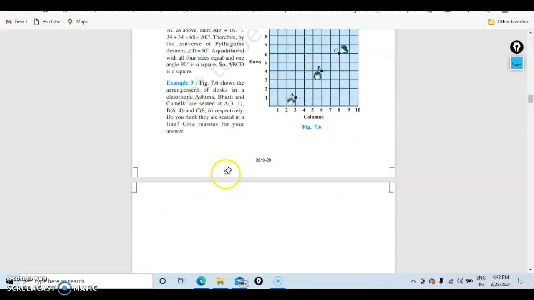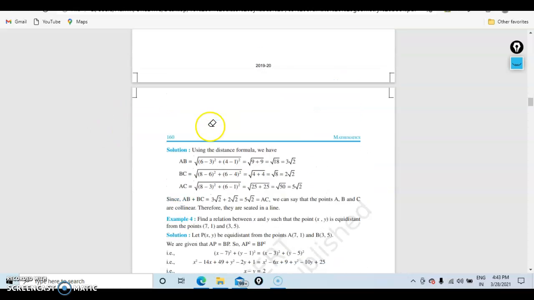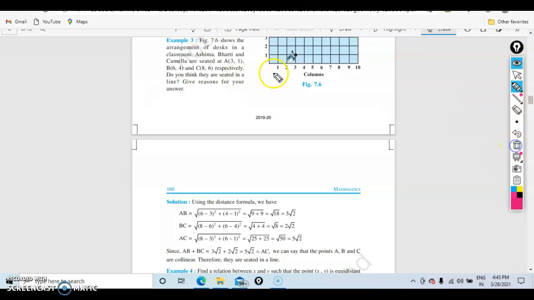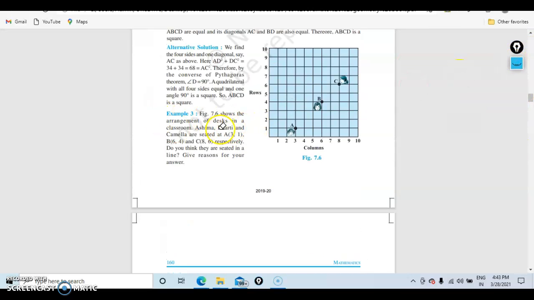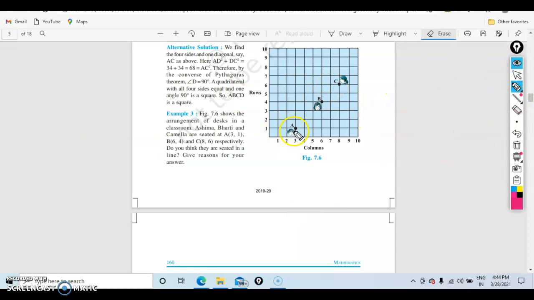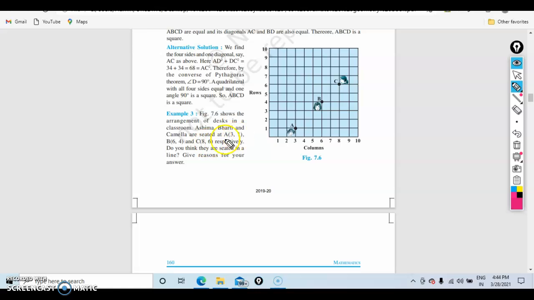Now coming to the third question. Yes, so examine this third question. Figure 7.6 shows the arrangement of desks in a classroom. Ashima, Bharti, and Kamala are seated at A (3, 1), B (6, 4), and C (8, 6) respectively. Do you think they are seated in a line? Give reasons for your answer. First of all, they have given a diagram, and in the diagram ABC is there, and they give the points and ask whether they are sitting in a line or not.